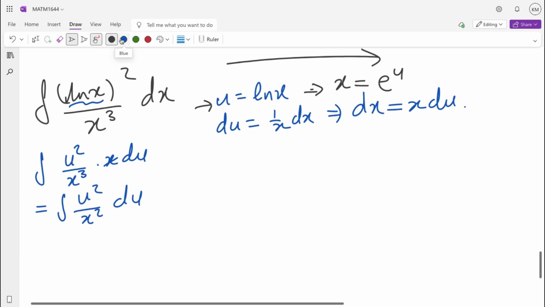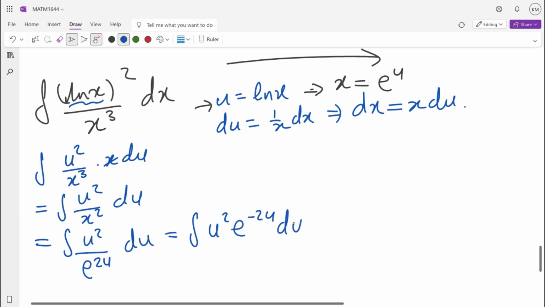So basically, we're going to end up having the integral of u squared divided by e to the power 2u, where the 2 comes from the power that was already there, then du. And I can rewrite this now, taking e to the 2u up there. So I have the integral of u squared e to the minus 2u du. So now I have to integrate u squared e to the minus 2u du. This is when I have to use integration by parts.